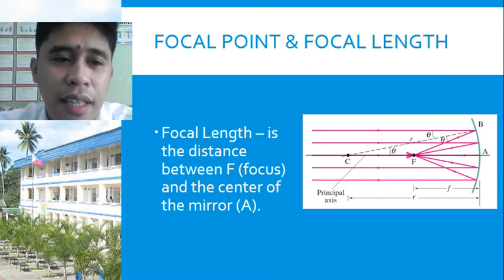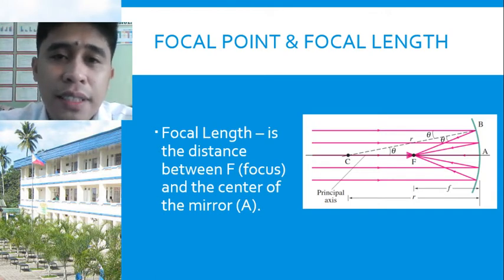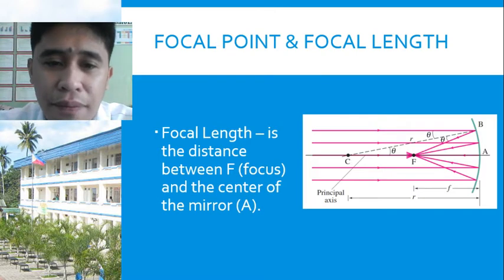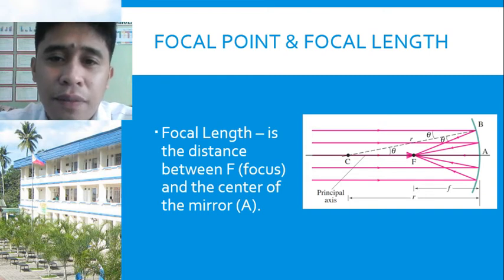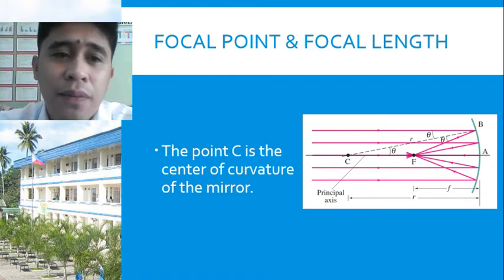As shown in the diagram, the incoming rays are parallel to the principal axis, which is defined as the straight line perpendicular to the curved surface at its center. The point F, where incident parallel rays come to a focus after reflection, is called the focal point of the mirror. The distance between F, the focal point, and the center of the mirror is called the focal length, or the small letter f, of the mirror.